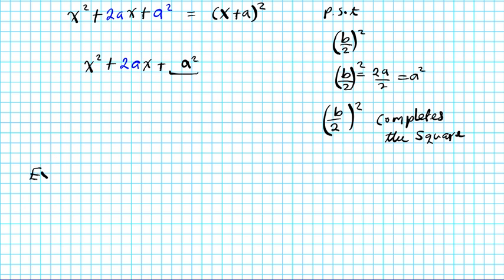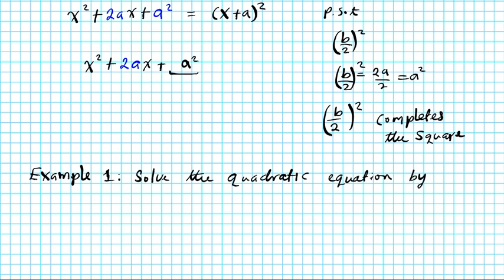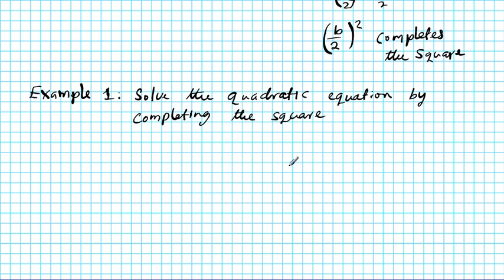So example one, solve the quadratic equation by completing the square. Okay? And the quadratic equation under consideration is x squared minus 2x minus 24 equals 0.